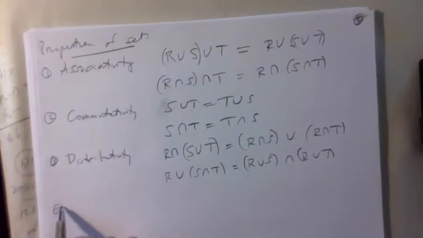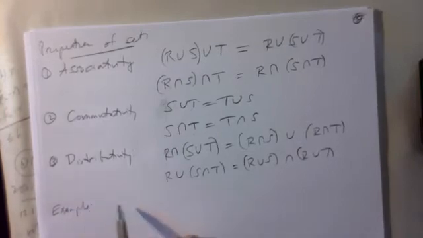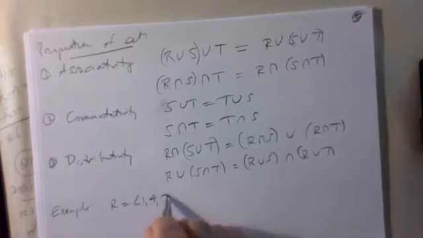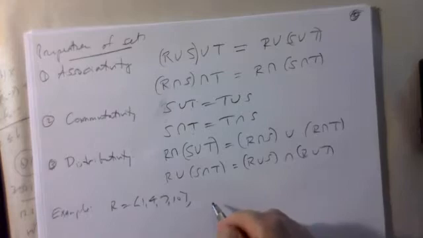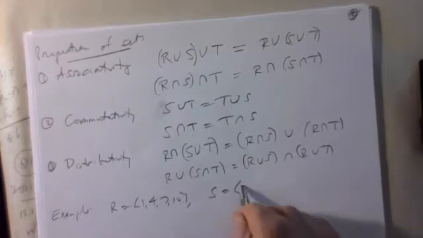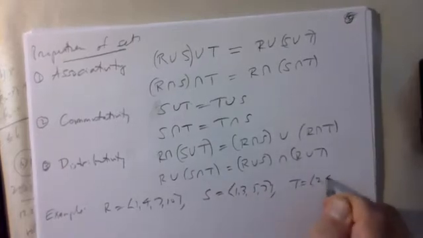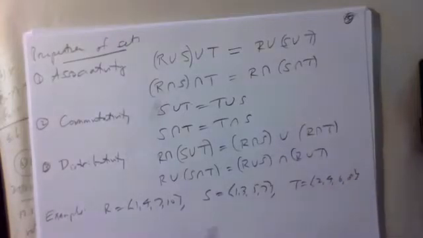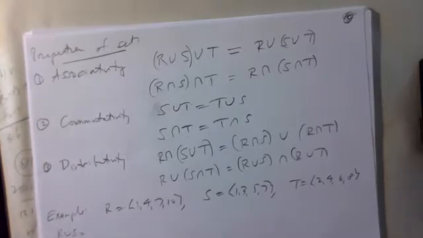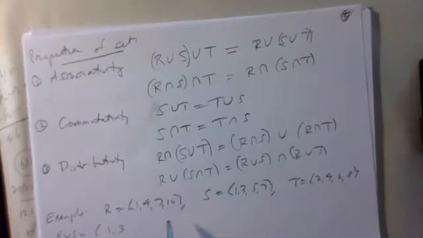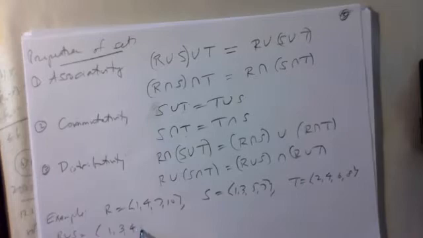So let's just look at an example. Suppose R is the set 1, 4, 7, and 10. S is the set 1, 3, 5, and 7. And T is the set 2, 4, 6, and 8. So R union S is just everything in R or S. So 1, 3, 4, 5, 7, and 10.